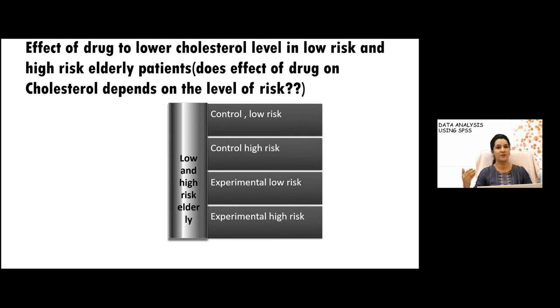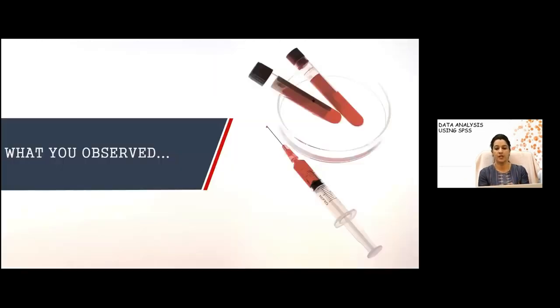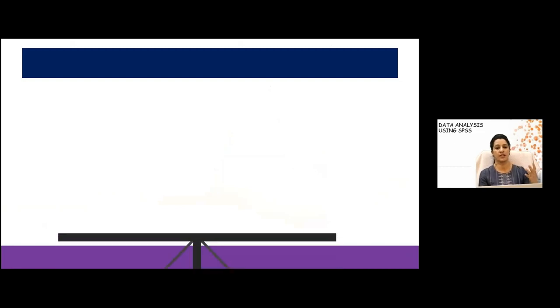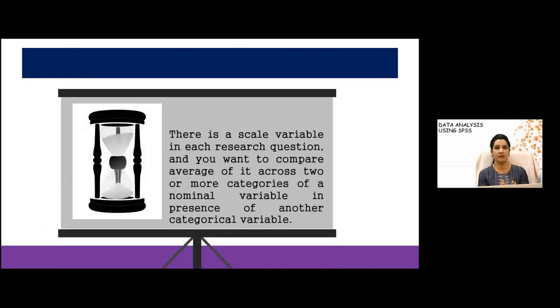high risk. So you can see that again, we have started with one independent variable and with the addition of another independent variable, that is the risk status of those elderly, low and high, it has again been divided into 4 cells. Cells which we talked about, what are those cells? Cells are basically the combinations of those independent variables.